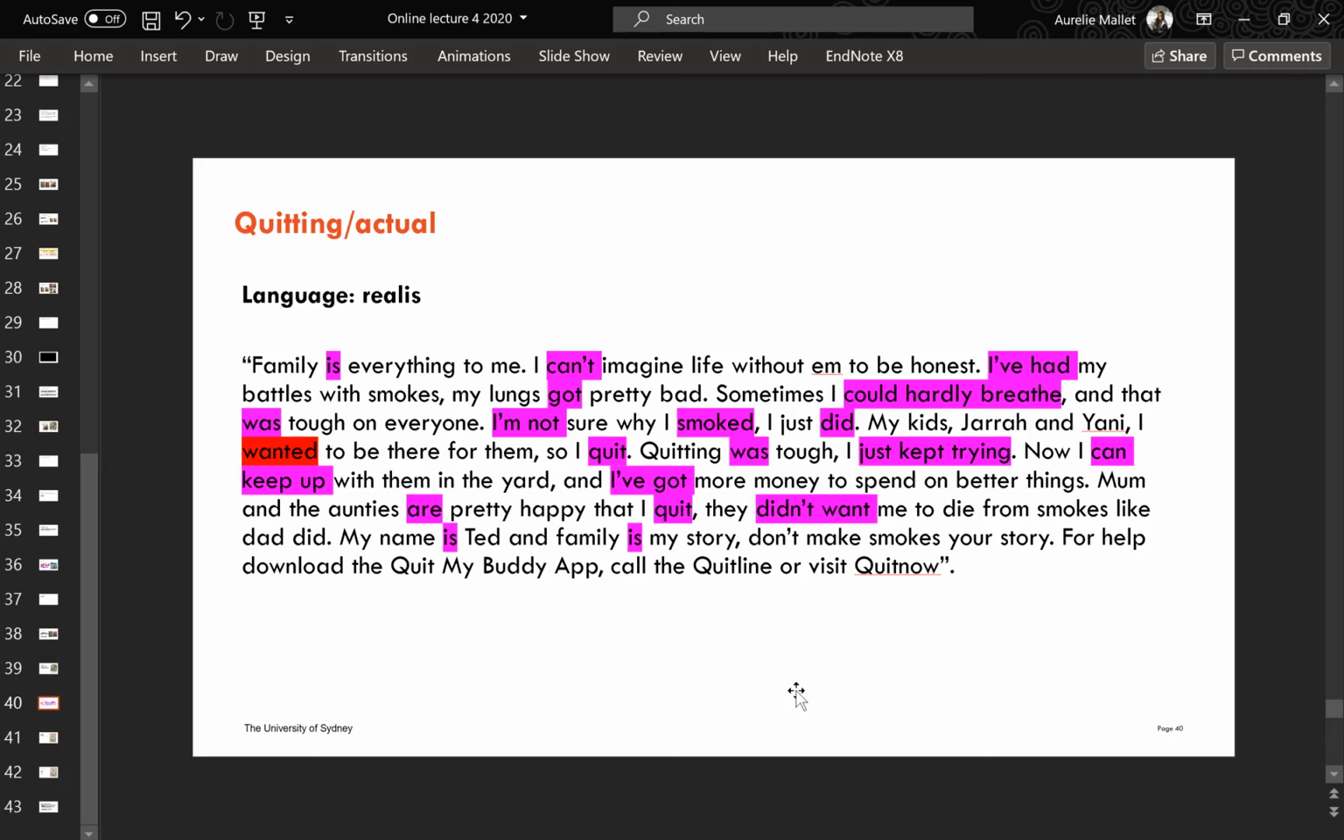So as you can see, lots of realis language. So it's all about what is happening or what has happened. So quitting as an actual behavior.